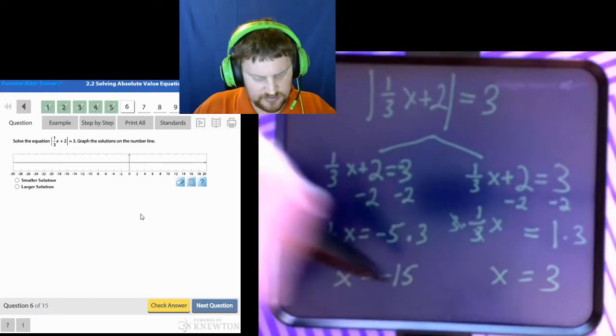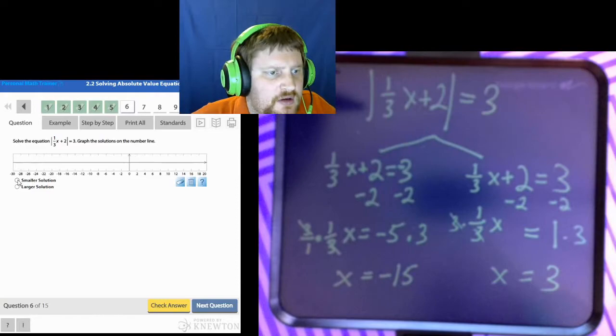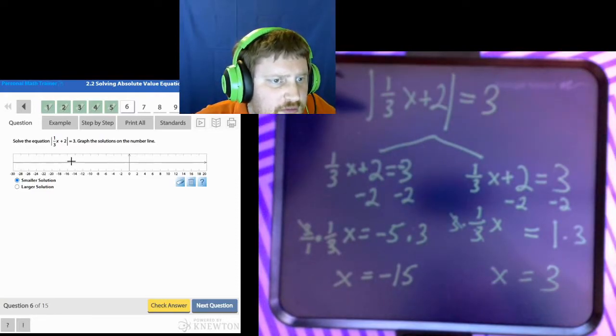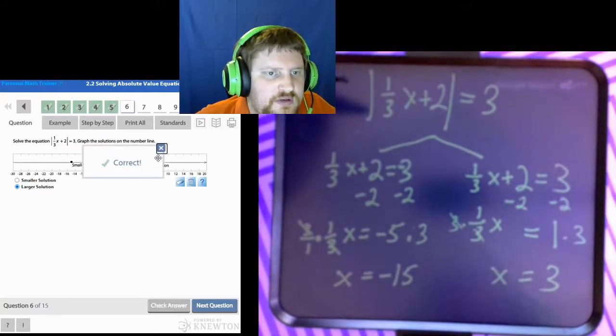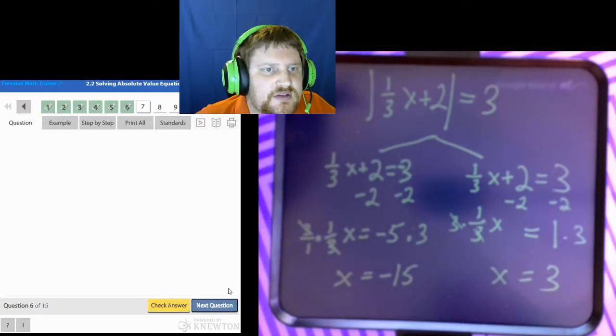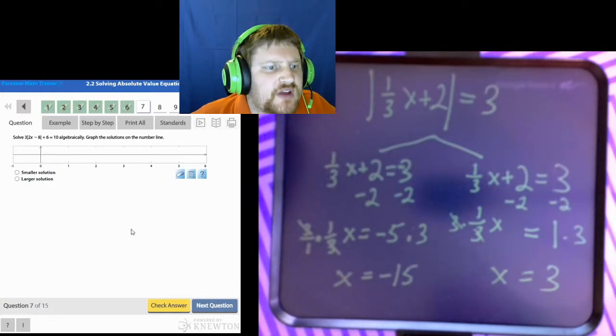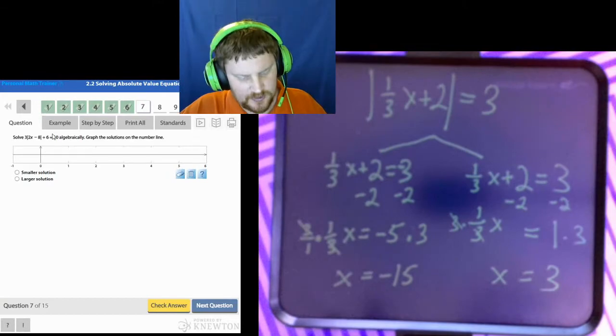X equals 3. So negative 15 and 3. Smaller solution is negative 15. Larger solution is 3. And it would be nice if they wouldn't make us guess where the middle is, but they're not that nice. So number 7, solve this algebraically, graph on a number line.